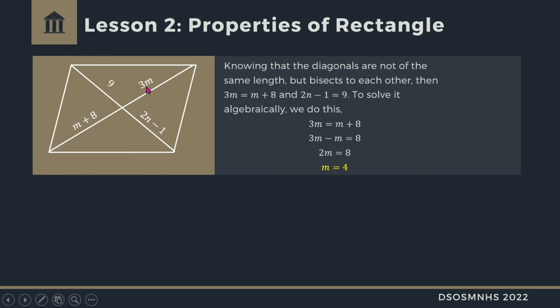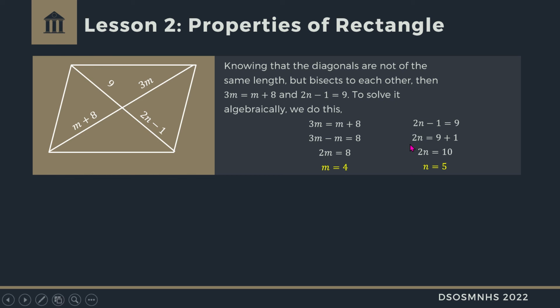So if m is 4, 3 times 4 is 12. 4 plus 8 is also 12. To solve for n, when 2n minus 1 is equal to 9, you can also write 9 equals 2n minus 1. They're just the same, as long as you solve for the variable n correctly and the signs don't go wrong.